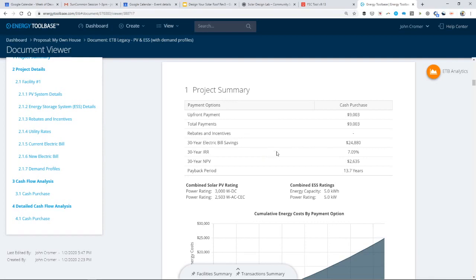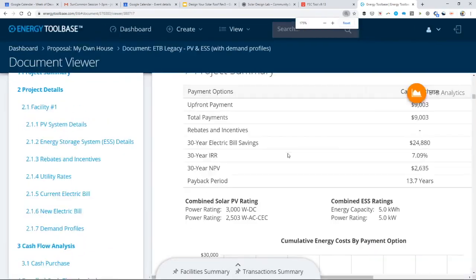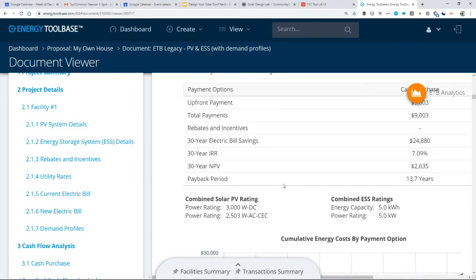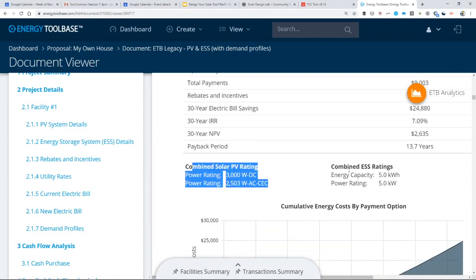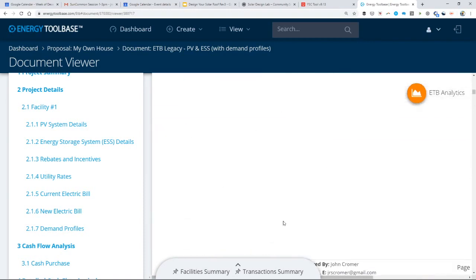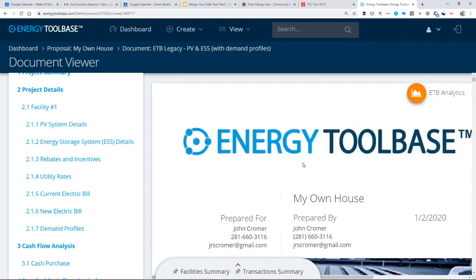And so what I have here is honed in on a system that could have a 14-year payback. And ironically, it's a $9,000 system, and it's a very small solar array and a very small battery on a time of use rate structure.